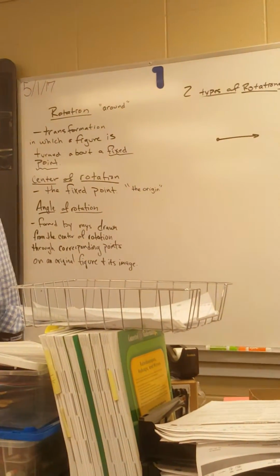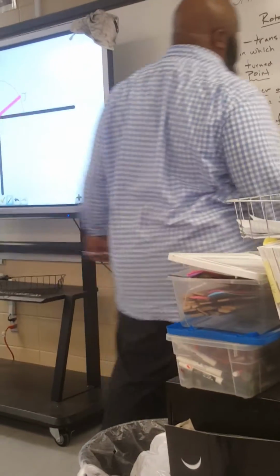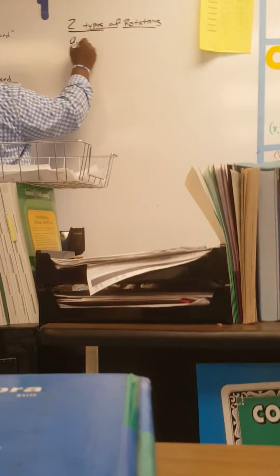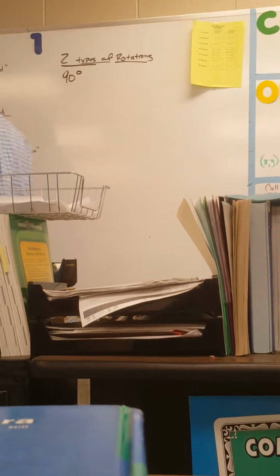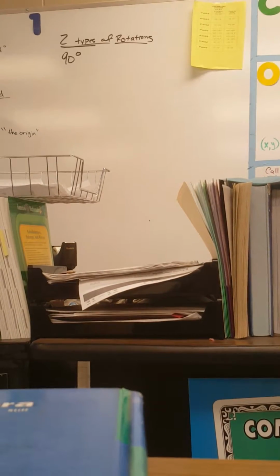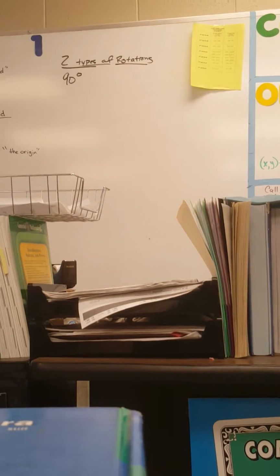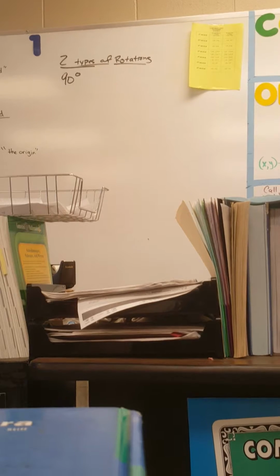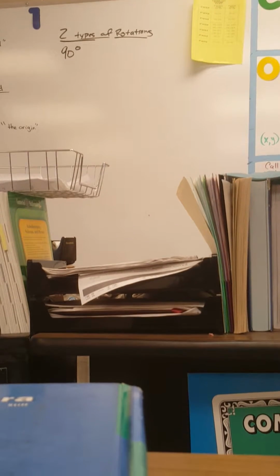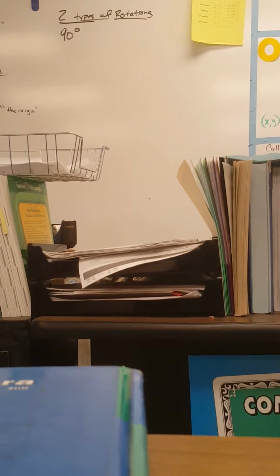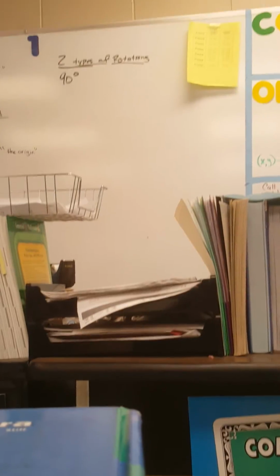This one kind of looks like what? A right angle. What's another word for right angle? 90 degrees, all right. Now, how many ways can I go in a circle? Two ways. Clockwise and counterclockwise. All right, so if I wanted to go clockwise, what direction is clockwise? To the right.